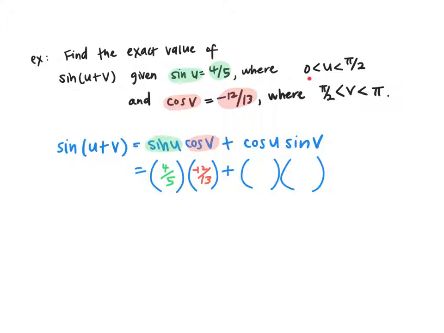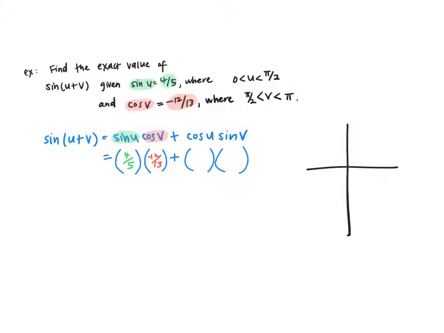So you're going to have to make a right triangle in the correct quadrant, label the triangle, and then figure out what cosine of u is, sine of v is, then multiply straight across and simplify. Okay, let's take a look at angle u. Angle u is between 0 and pi over 2. So I am in quadrant 1. So angle u is going to be in quadrant 1, because it's between 0 and pi over 2.